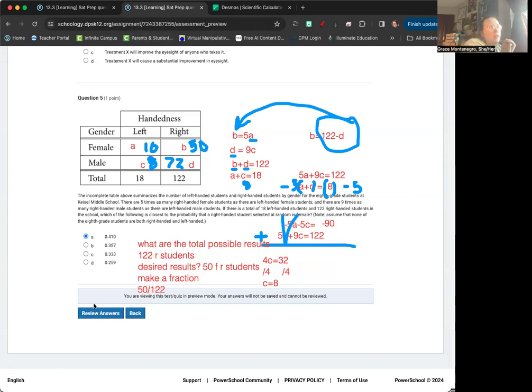Okay, so what did we do here? We translated the information they gave us into sentences. Well, we assigned variables.